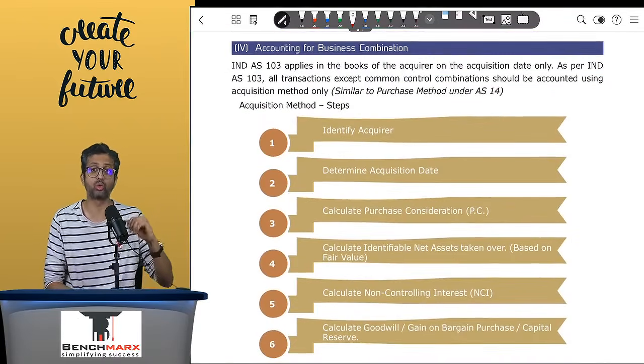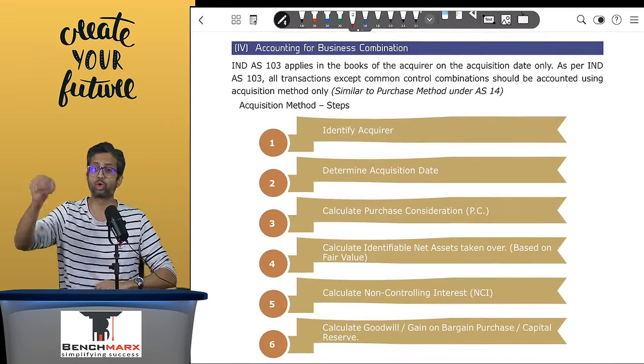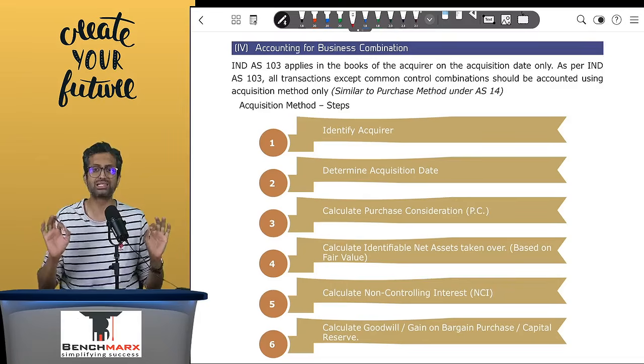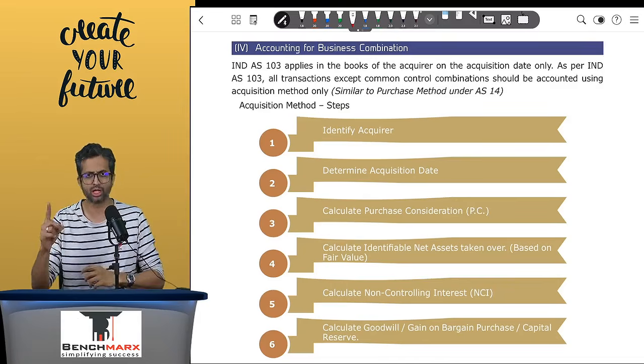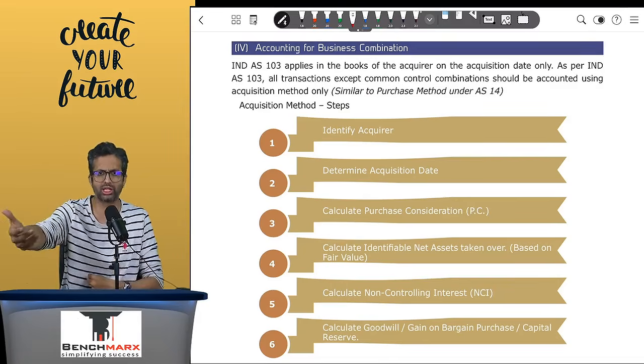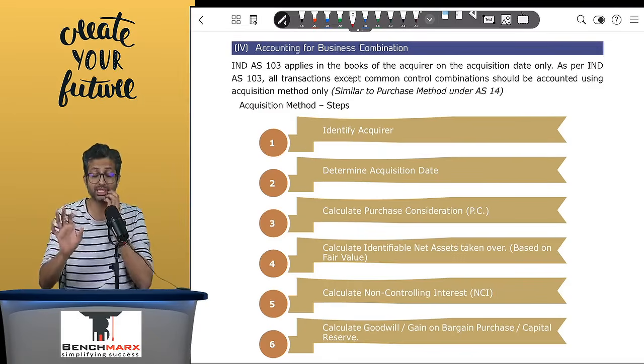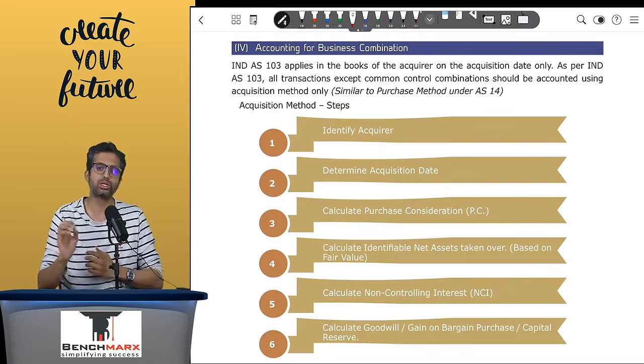Within acquisition accounting, under Ind AS 103, for an actual business combination where you acquire control over someone else's business, there are 6 distinctive steps. First, identify the acquirer. Acquirer is typically the person who acquires control over the selling company. Students tend to believe that this is the person who pays the PC. May not necessarily be the case. The person who acquires control is treated to be the acquirer.